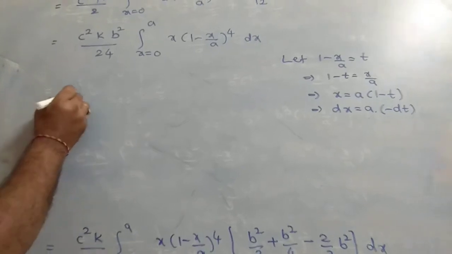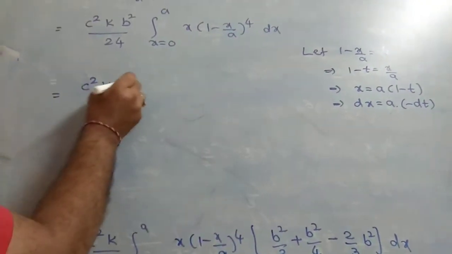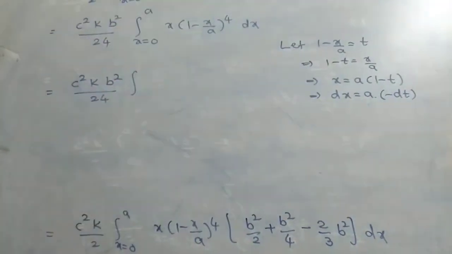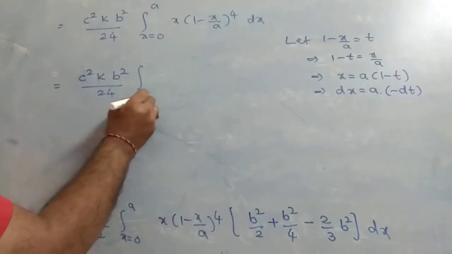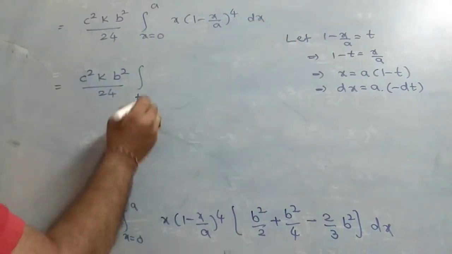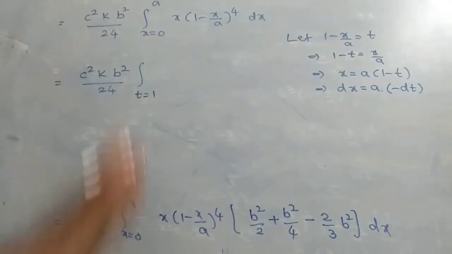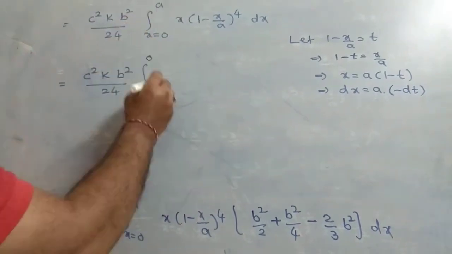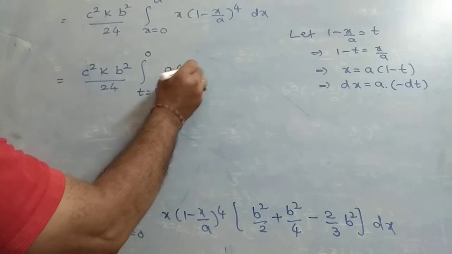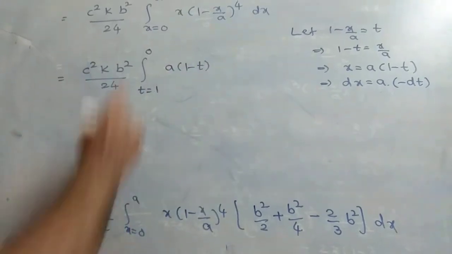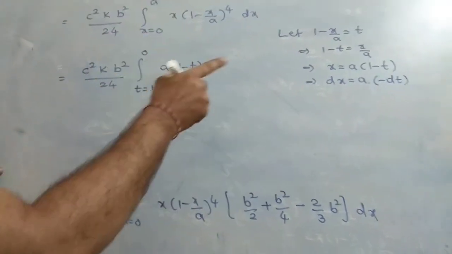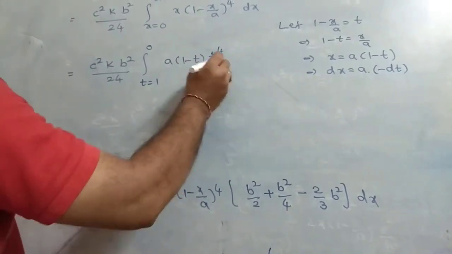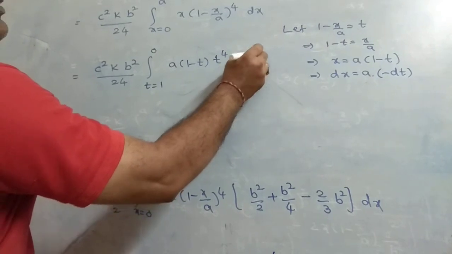This is equal to c square k into b square divided by 24. When you are changing x into the t variable, write down here the t limits. X equal to 0, you are getting t value is 1. X equal to a, t value becomes 0. X means it is a into (1 minus t). 1 minus x by a whole power 4 is nothing but t power 4, and the dx is nothing but a into minus dt.